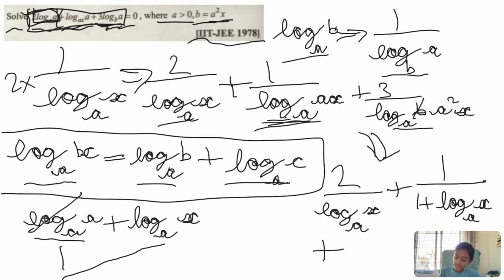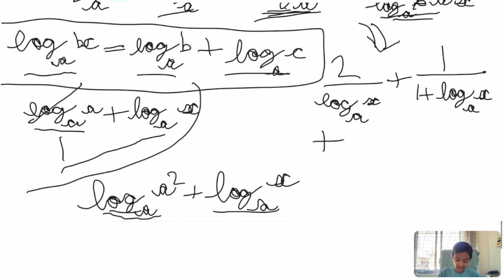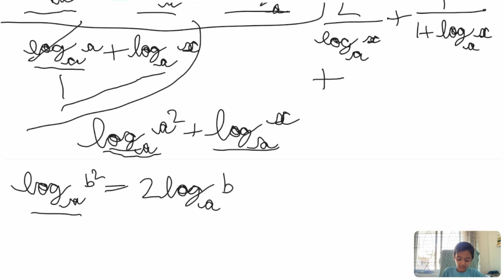And here when we apply it, it will be log a square to the base a plus log x to the base a. Now we will apply the power rule on log a square to the base a. The power rule states that log b square to the base a is equal to 2 log b to the base a. So it will be 2 log a to the base a, and log a to the base a is equal to 1. So it will be 2 multiply 1, which equals 2. So in the denominator, it will be 2 plus log x to the base a.